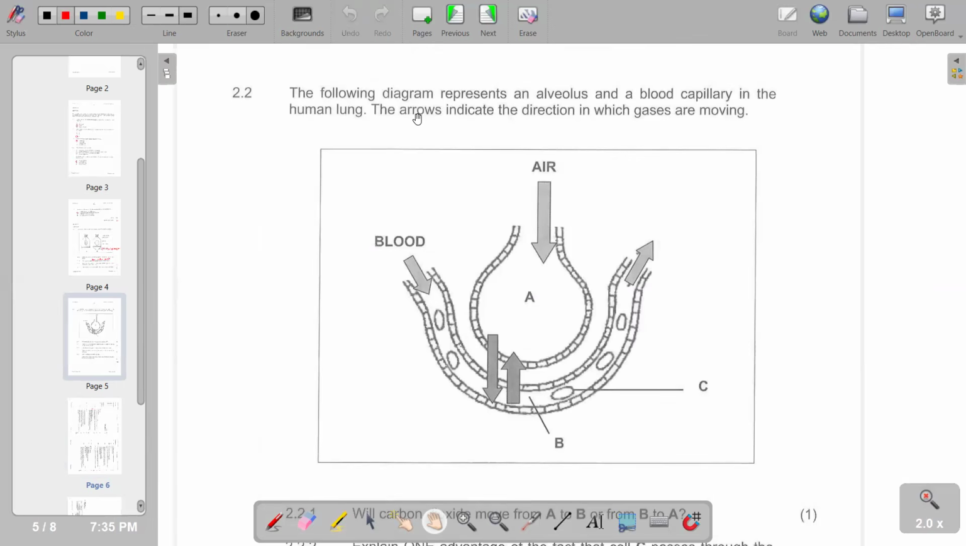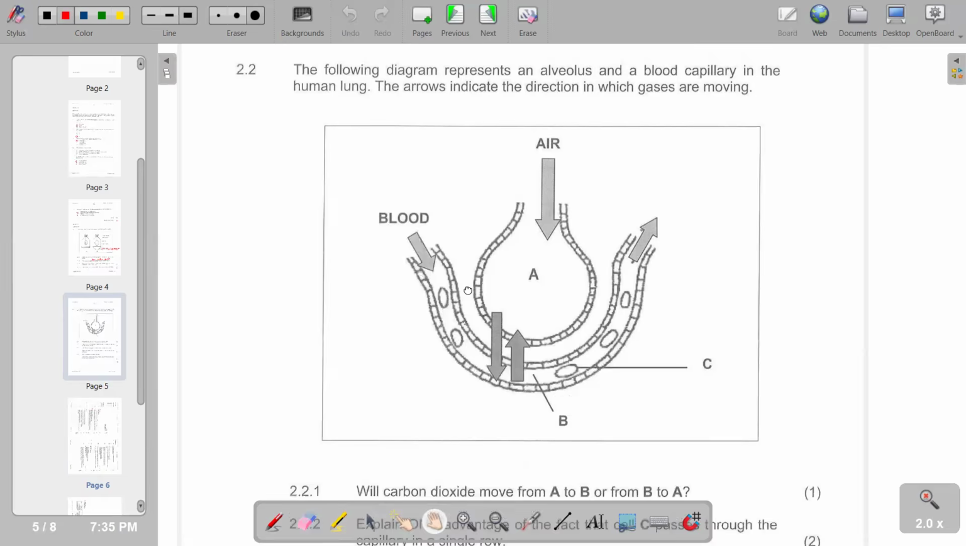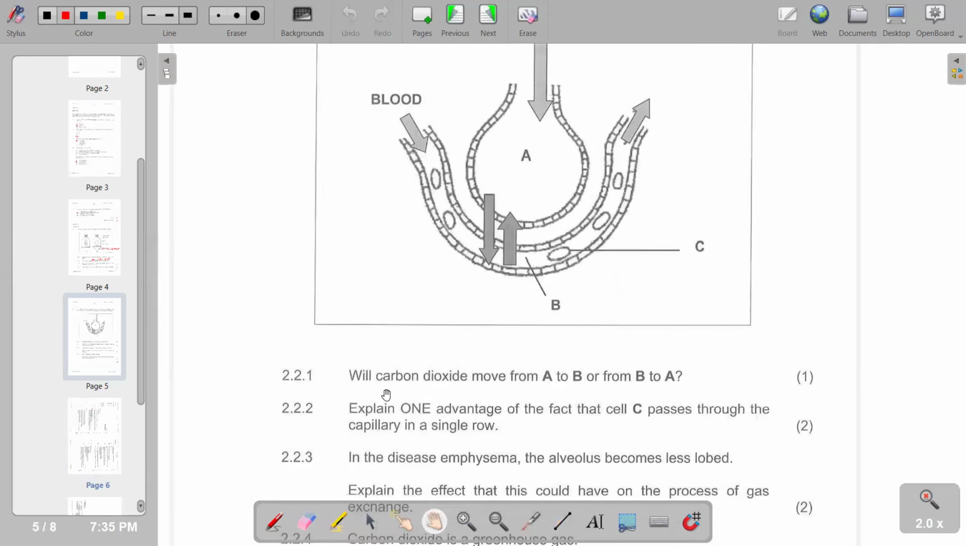The following diagram represents an alveolus and a blood capillary in the human lung. The arrows indicate the direction in which gases are moving. So we have got arrows that are indicating a direction in which gases are moving. So beneath our diagram, first question reads, will carbon dioxide move from A to B or from B to A? So of course, A to B, we have got this arrow. Then B to A, we have got this arrow. So the correct answer or the correct direction is B to A. So B to A is the correct part.